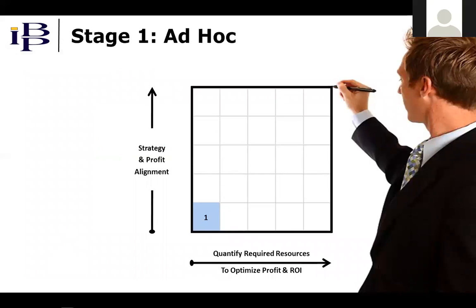The first place we're going to start is stage one, and this is what we'll call the ad hoc stage. As we go through, I'm going to be simplifying these terms. So I'm going to call the y-axis performance management and the x-axis planning.